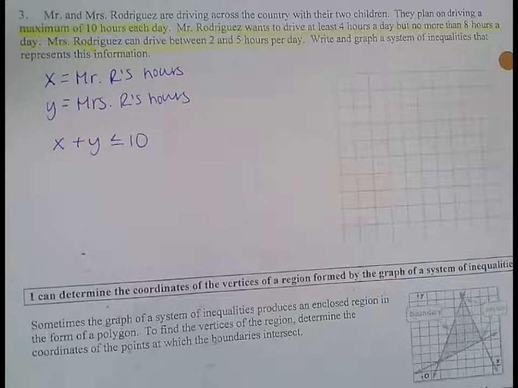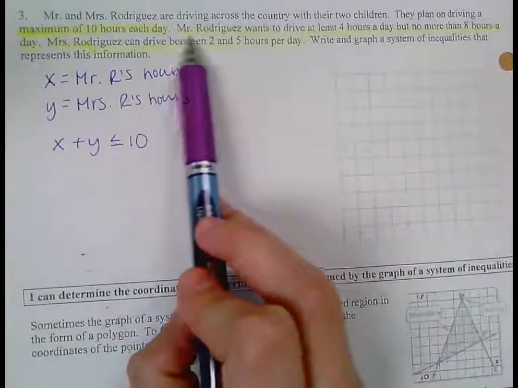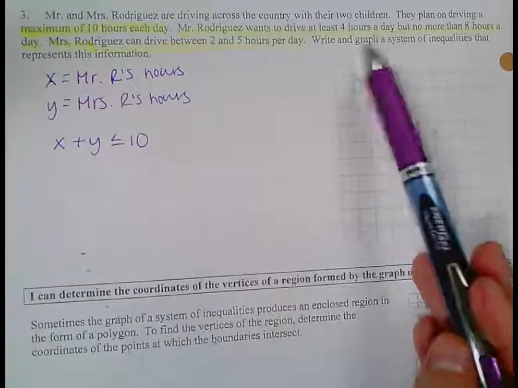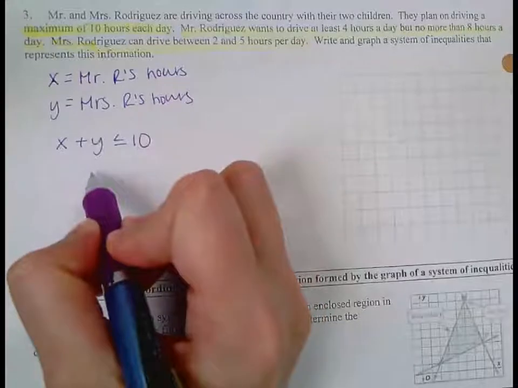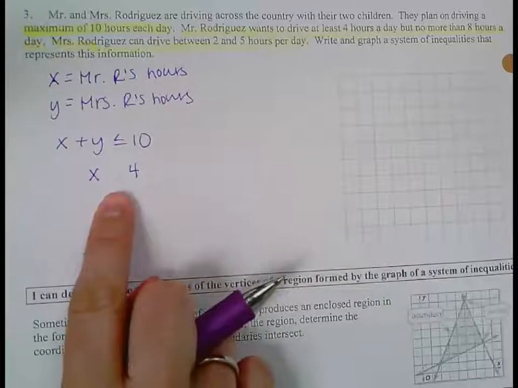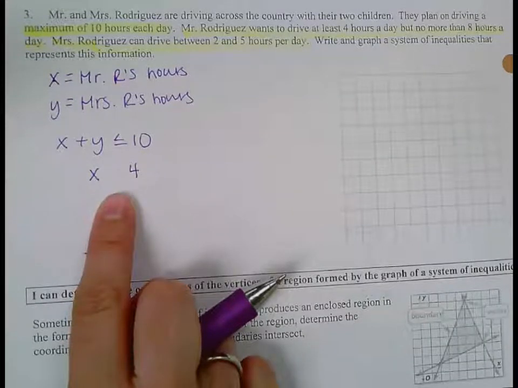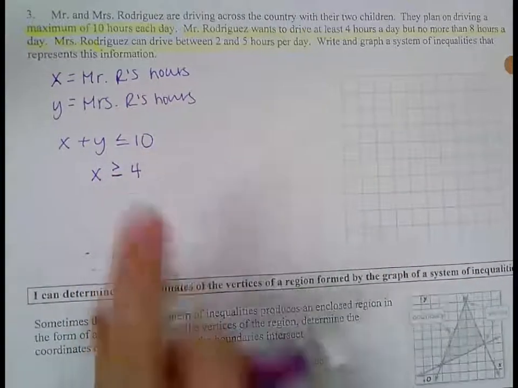All right, and then the next two sentences after that are focusing on each person individually. The next one says, Mr. Rodriguez wants to drive at least 4 hours a day, but no more than 8 hours a day. That's only focusing on Mr. Rodriguez, which only focuses on x. So this can be written as two separate inequalities. If he wants to drive at least 4 hours a day, that means Mr. Rodriguez's hours, which are x, should be at least 4. And what inequality can represent the phrase at least? Greater than or equal to. So at least 4 would be 4 or more.